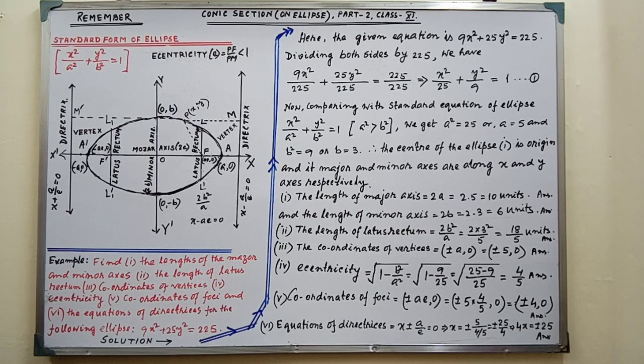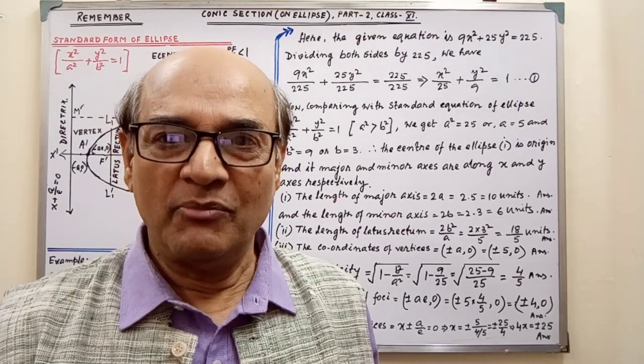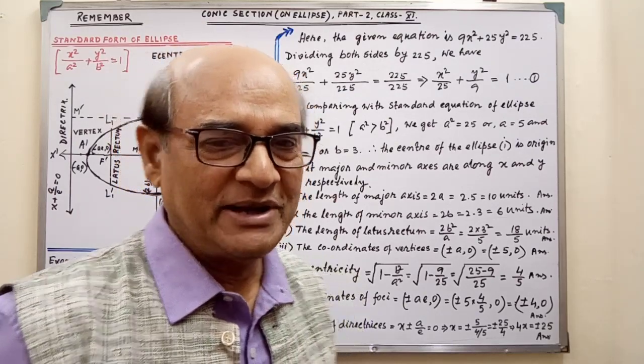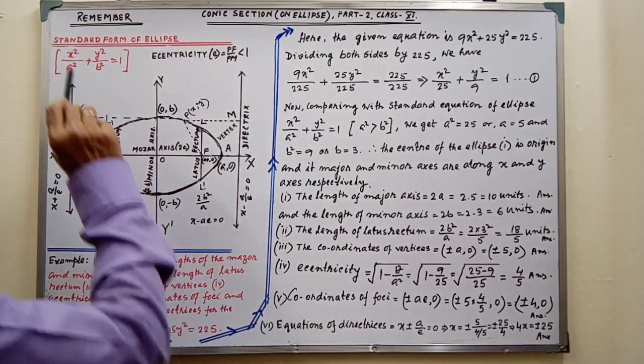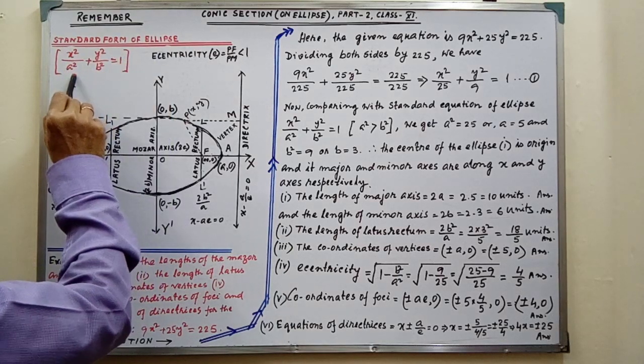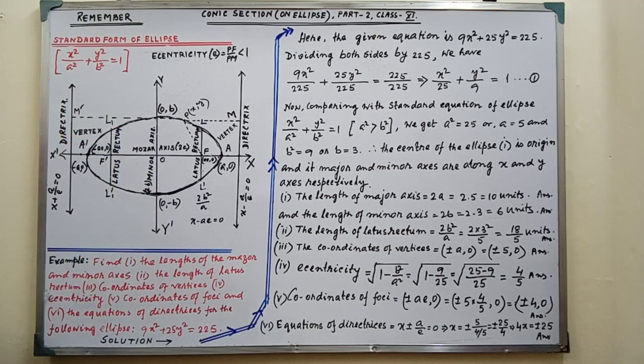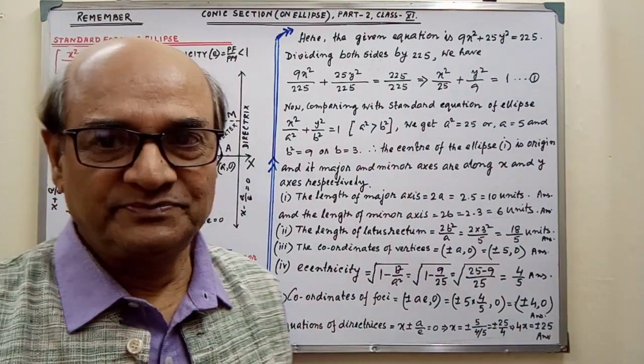Today for class 11, conic section on ellipse, that is part 2. On parabola, you have already got one lesson. Please pay your attention. Standard form of ellipse, that is x square by a square plus y square by b square equal to 1. This is the standard form.